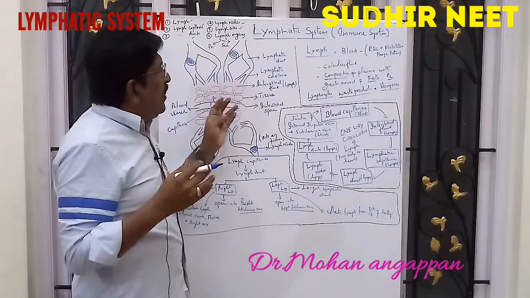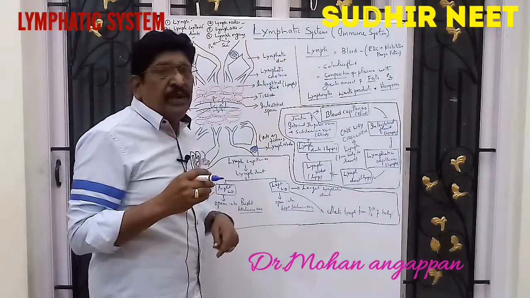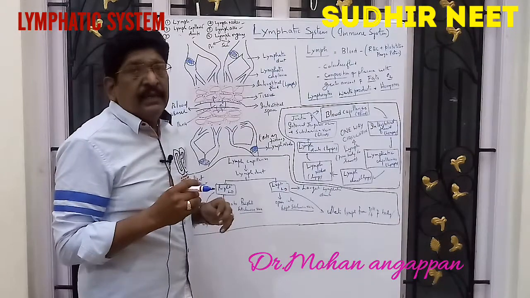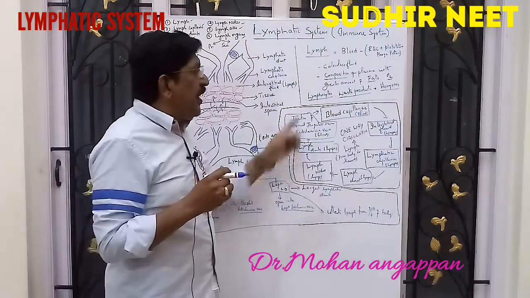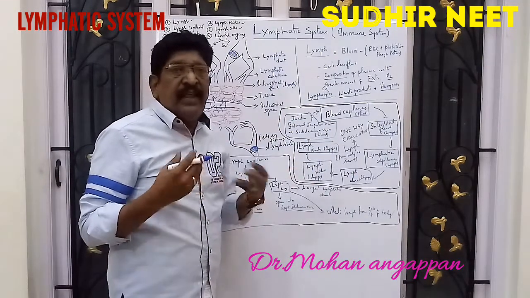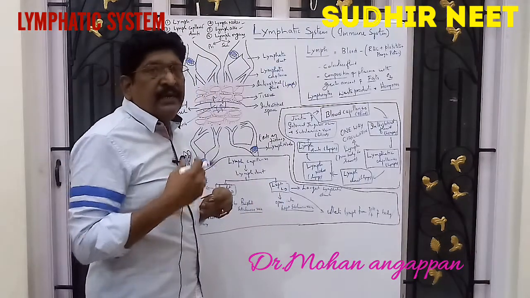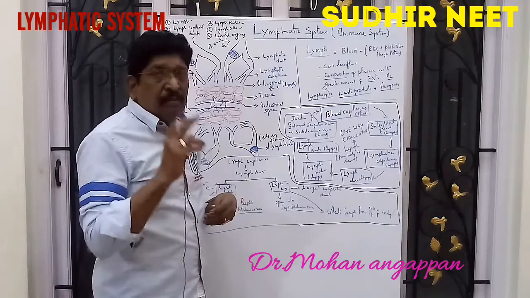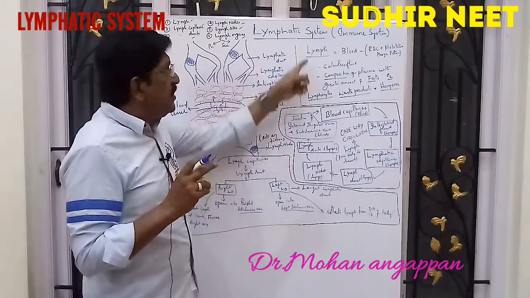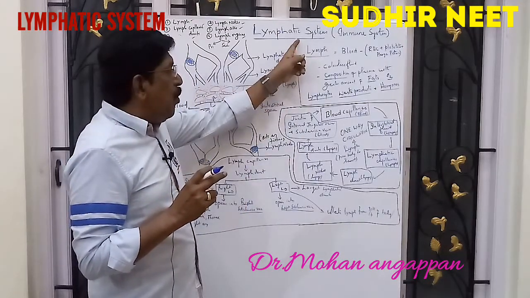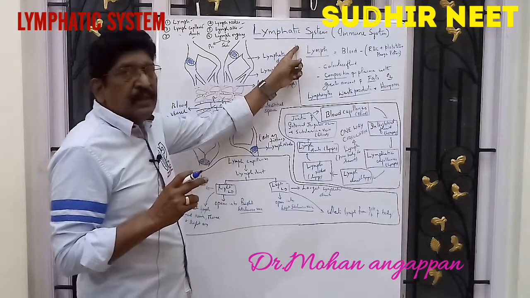When you compare the circulatory system and lymphatic system, one main difference is that the lymphatic system is one-way circulation. It takes the lymph from the body tissue and takes it to the blood. So mind this point, lymphatic circulation is one-way circulation.